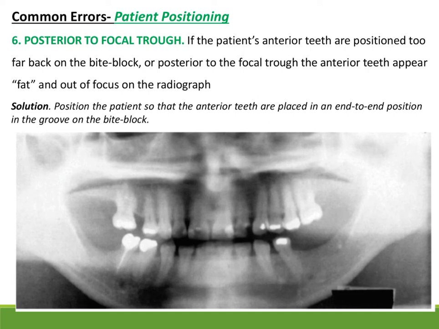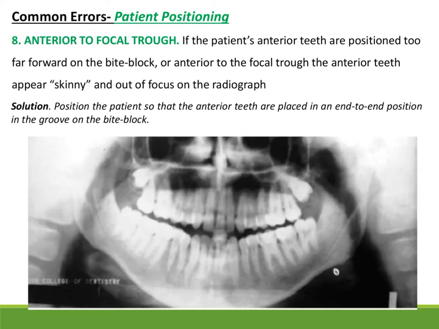Next is if the patient is biting on the bite block but anterior to the focal trough. That means the patient's teeth are not in the groove. If the patient's teeth are far away from the groove, the teeth are going to appear fatter. If the patient's anterior teeth are positioned far forwards, that means a major portion of the bite block is inside the patient's mouth.